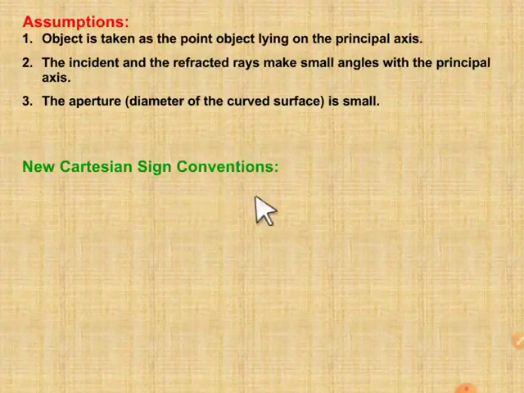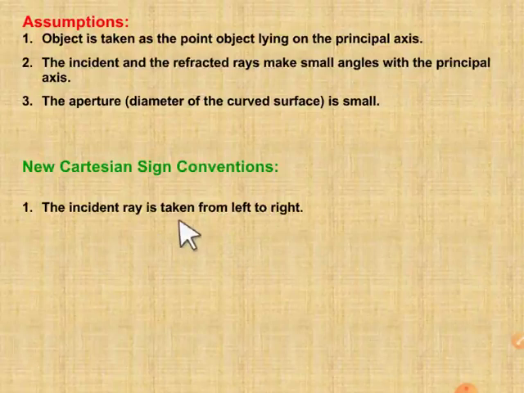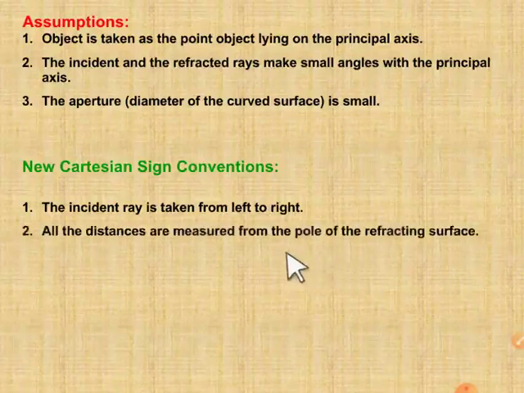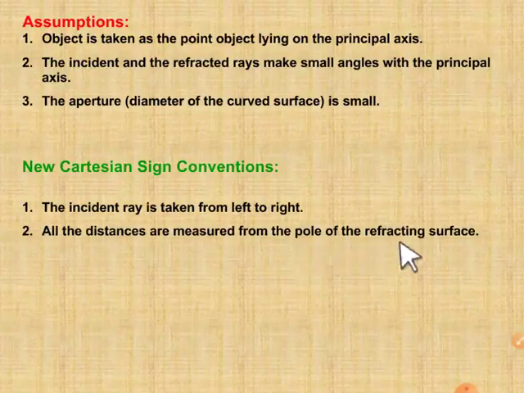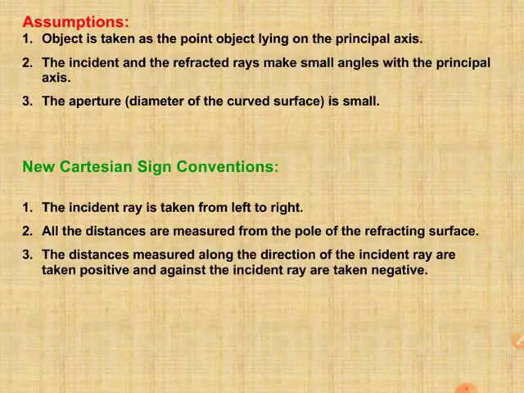Okay, that means this sign convention will be used at the time of the Lensmaker formula. Now the incident ray is taken from left to right. That means the object is always placed at the left side and the refracting surface is always placed on the right hand side, right? Yes. All distances are measured from the pole of the refracting surface. Got it? All distances are measured from the pole of that refracting surface, and those distances measured in the direction of the incident ray are taken as positive, whereas against it will be taken as negative.